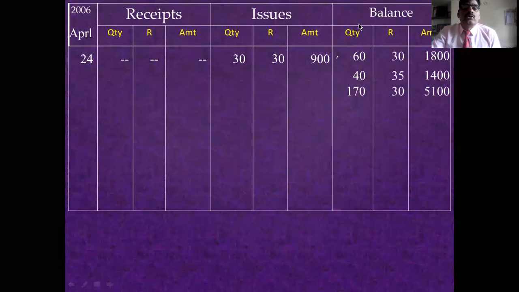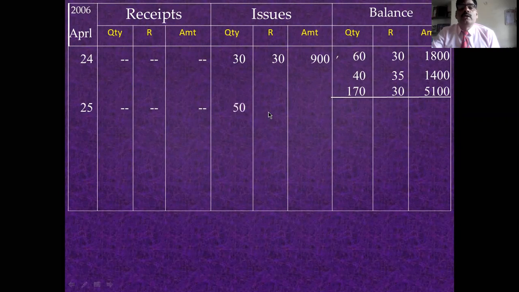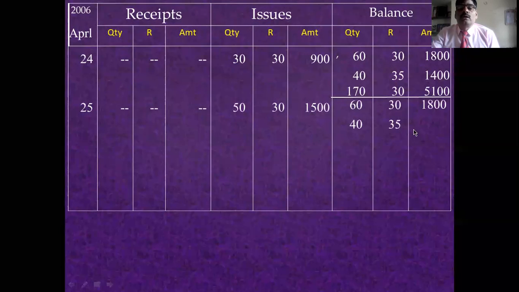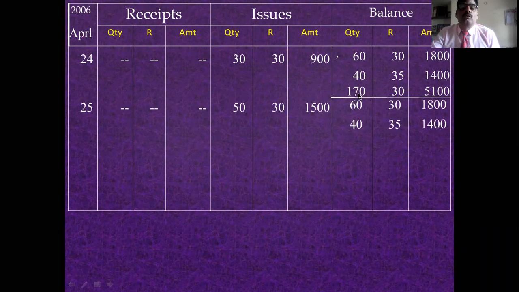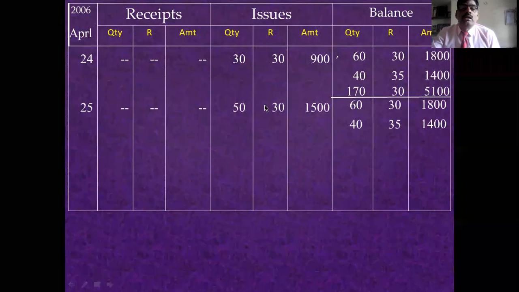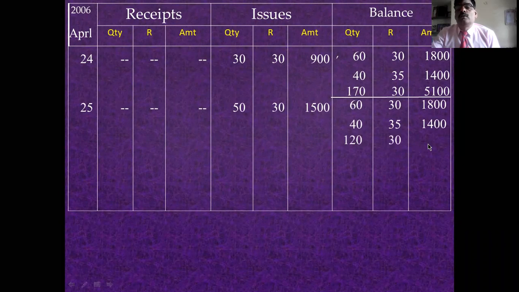Again on 25, there is an issue. So you put an underline. Date is 25, issue is 50 kg from the last lot. 50 at the rate of 30, 1,500. So balance is 60, same first lot. Second 40, second lot same. Out of 200, 170, 50 units issued, balance is 120. 120 at the rate of 30, 3,600. Okay, this is the balance.